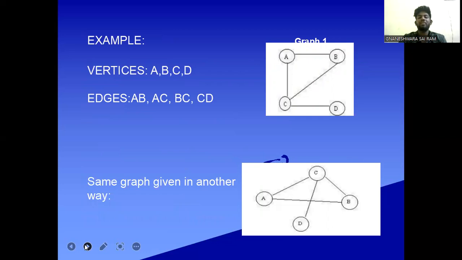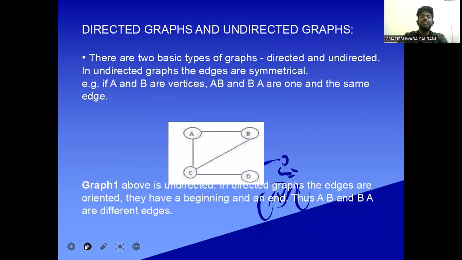Same graph in another way: the vertices are A, B, C, D, and the edges are AC, BC, AB, and CD. Directed graphs and undirected graphs. There are two basic types of graphs, directed and undirected. In an undirected graph, the edge is symmetrical. For example, if A and B are vertices, AB and BA are one and the same edge. Graph 1 above is an undirected graph.